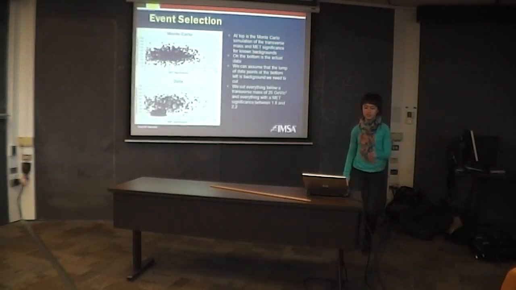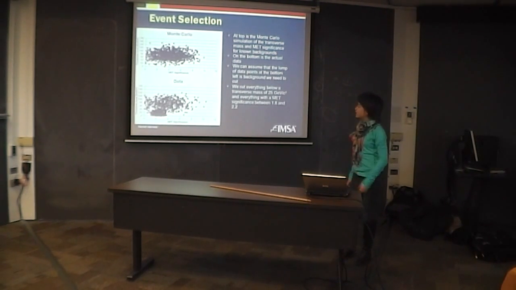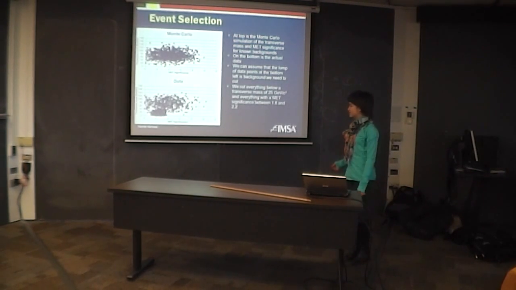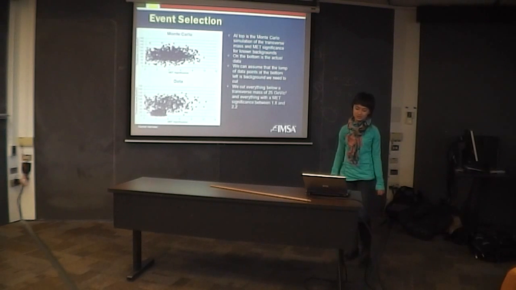My name is Rachel Harness, and I did the event selection. So I got a Monte Carlo simulation of the transverse mass and MET significance for known backgrounds, and then I also got the actual data. And you can see that the main difference between the two is that cluster of data at the bottom left, which is the QCD background.